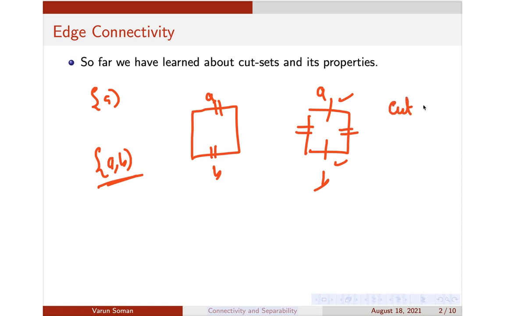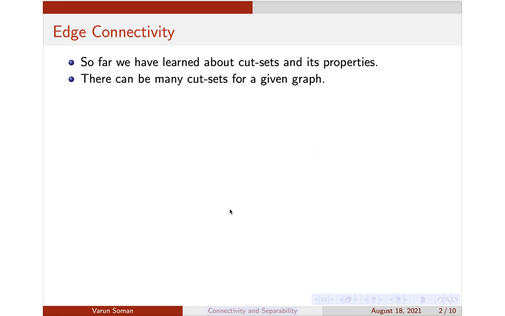And similarly, we have studied about cut vertex. A cut vertex is basically a vertex whose removal from the graph will disconnect the graph. For example, if you have a graph like this, and I remove this vertex, you can see that it will disconnect the graph into two. So these were the concepts which we have studied in earlier classes. And as I told you, there can be many cut sets in a given graph. This is a cut set, this is another cut set. So there can be many cut sets in the same graph itself.